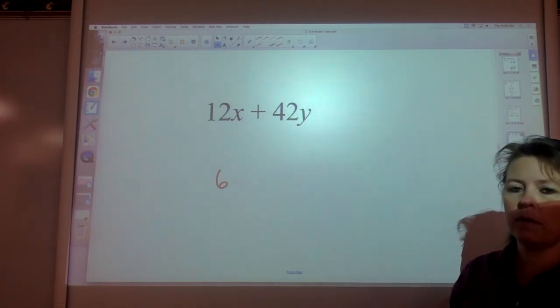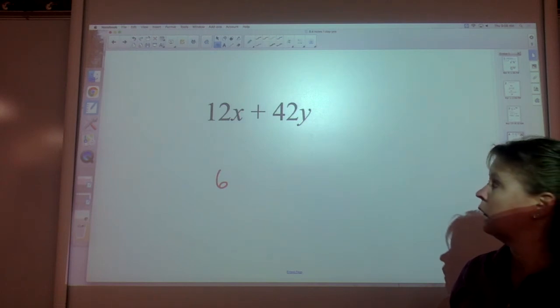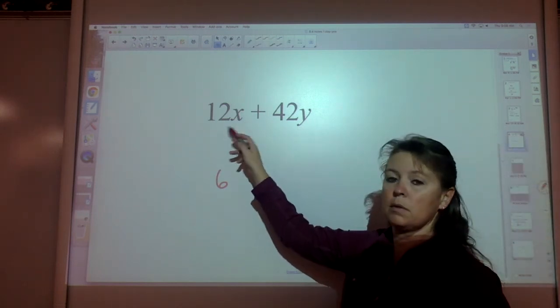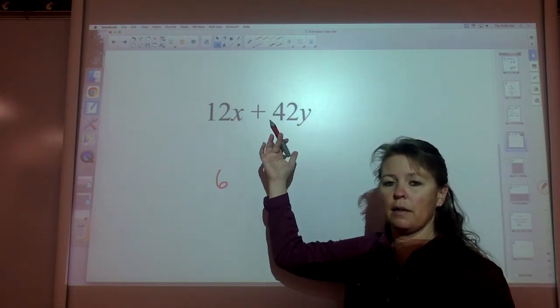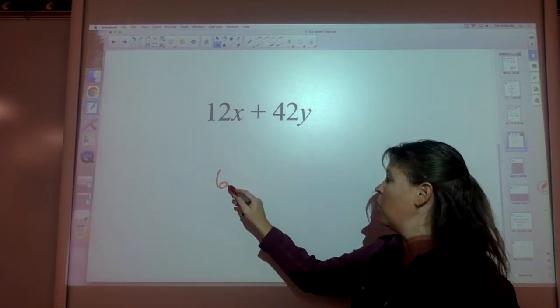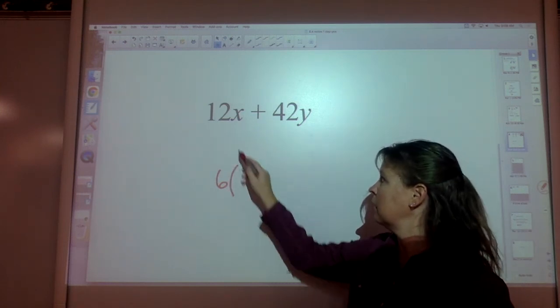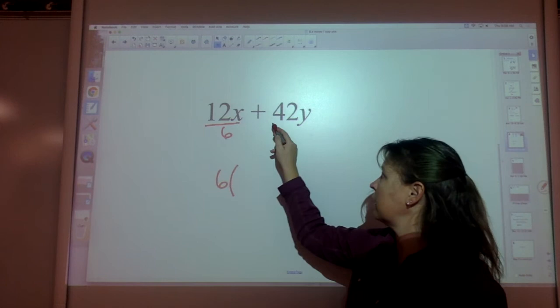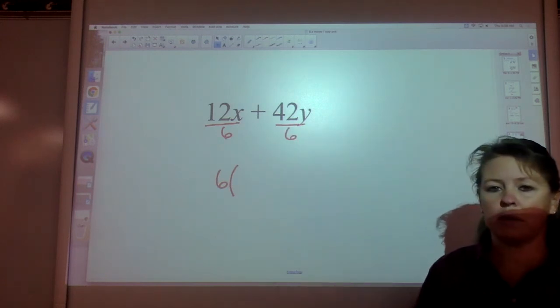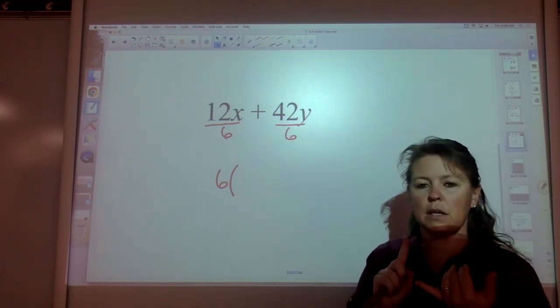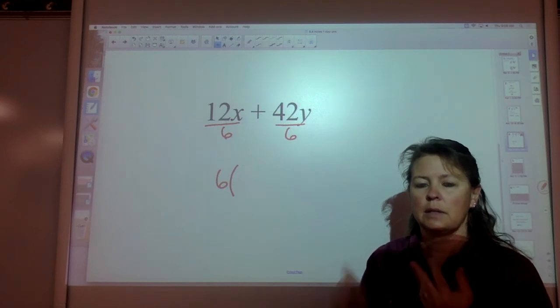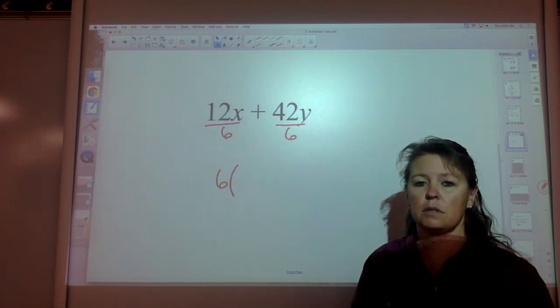6 goes into 12, but 6 also goes into 42. They don't have any variables in common. This one has an x, this one has a y. They're not the same. So the only greatest common factor is just the 6. So you're going to divide them both by 6. Sometimes it's a number and a variable. Sometimes it's just a number. Other times it's just a variable.